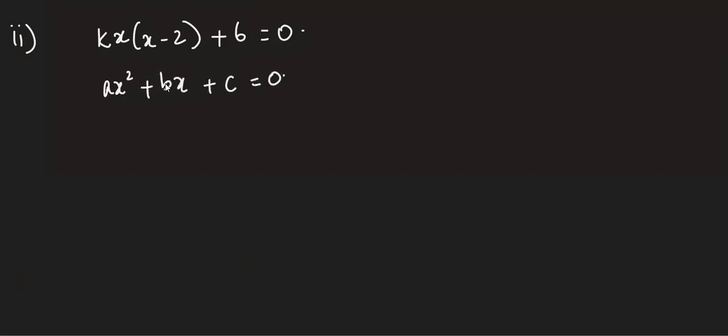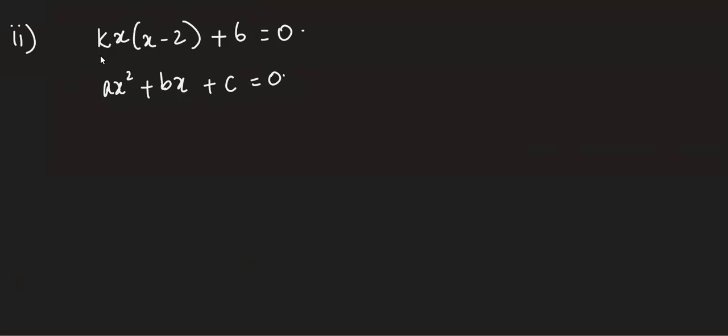Question 2 is kx into x minus 2 plus 6 is equal to 0. Now let's compare this with the standard form, ax square plus bx plus c is equal to 0. Does this one match with this one? No. So here, first we'll have to remove the brackets, bring it to standard form, then we will solve.